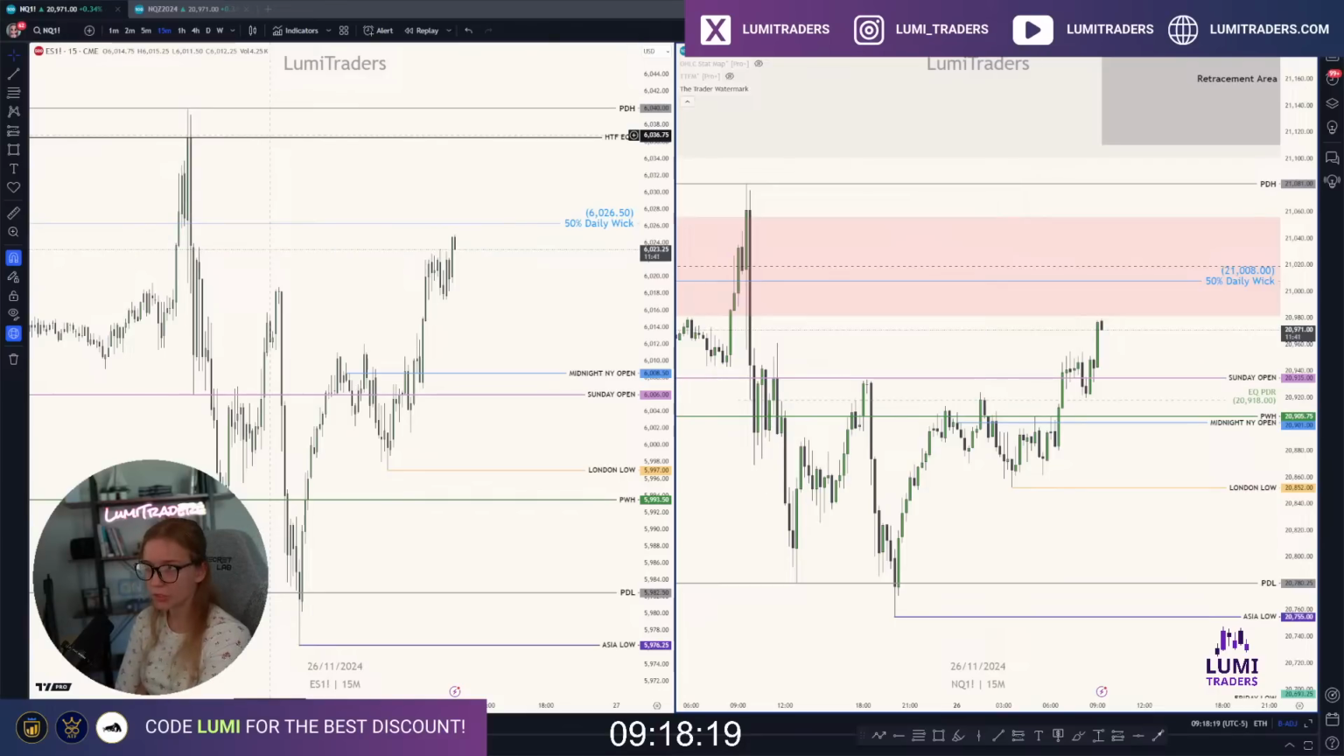Preferably, guys, I'd like to see the retracement down to New York midnight open on NQ first. My plan, which I even posted in my group today, is that I would like to see the retracement down to New York midnight open, and then 50% taken on both ES and NQ, the retracement down to New York midnight open, then just react.